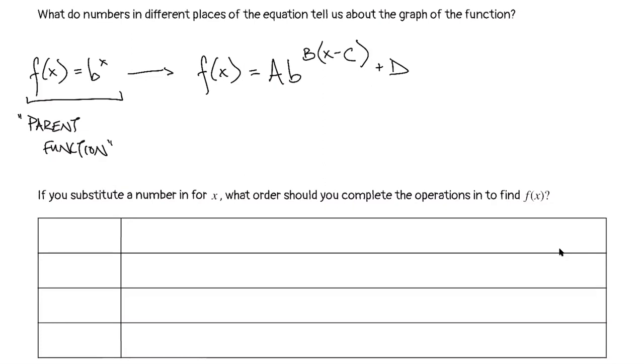So the question I'd like to ask you is this. If you plug in a number for x, right? So let me just highlight the... The highlighter and the pen are like right next to each other, and sometimes I just hit the wrong one. Okay, so let's do this. If I plug in a number for x, I substitute a number in for x, what order should I complete all the operations like plus, minus, multiply, divide, so that I can find f of x, okay? So if I plug in a number for x, which of those capital letters do I use first? A, B, C, or D?